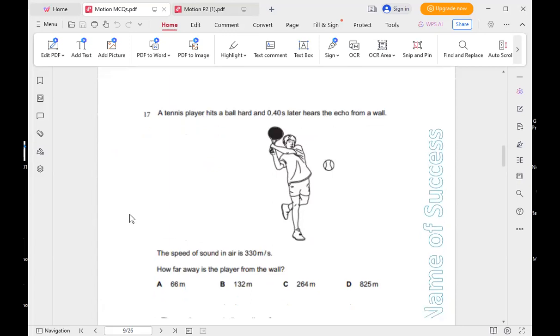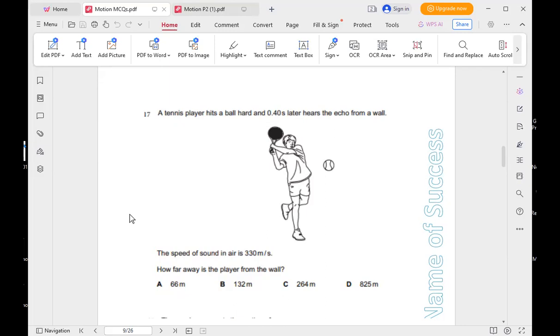A tennis player hits a ball hard and hears 0.40 seconds later the echo from the wall. The speed of the sound is 330 meters per second. How far is the player from the wall?